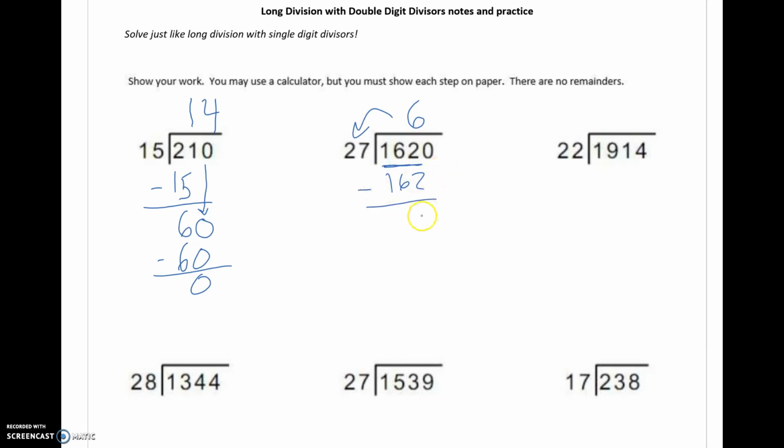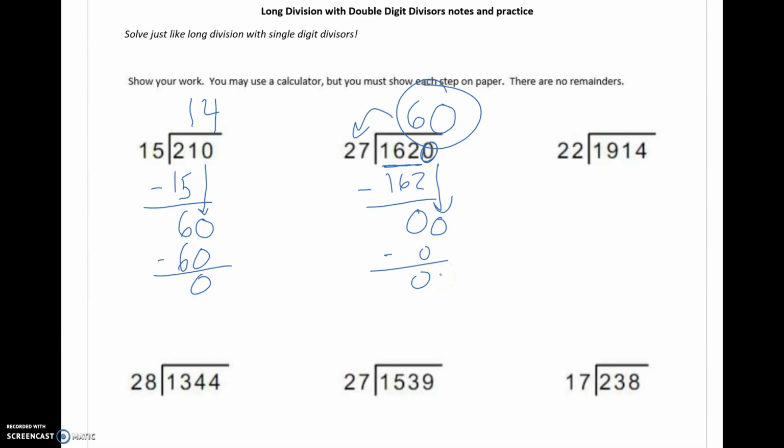You subtract, and you get 0. Bring down your other 0. And this part's easy. 27 goes into 0 exactly 0 times. Okay, and that's the end of my numbers. I get a remainder of 0. So 60 is my quotient, my answer. Okay. So again, using a calculator doesn't mean you just type in the whole problem. You still have to show your steps, show your work on paper.